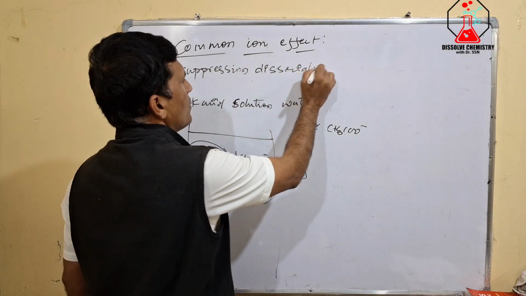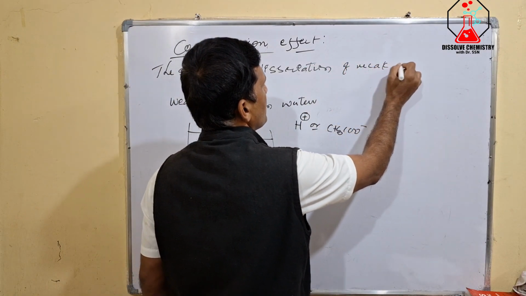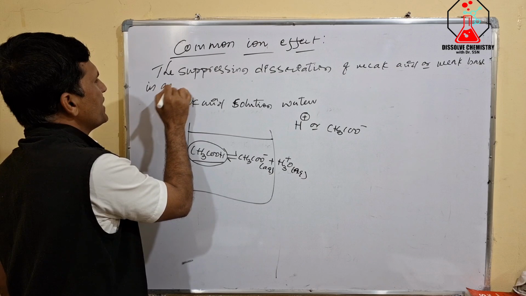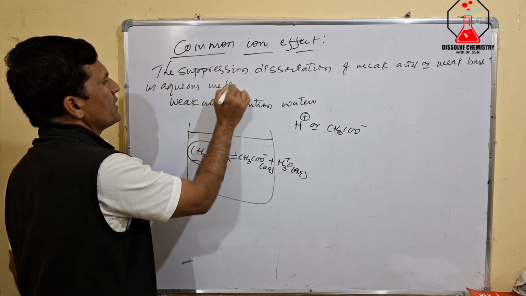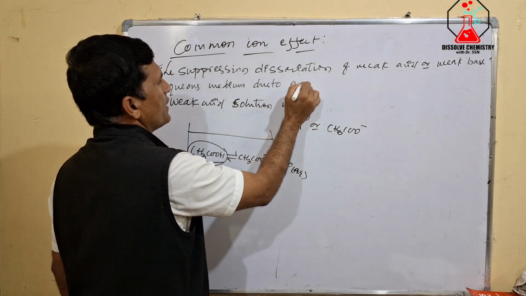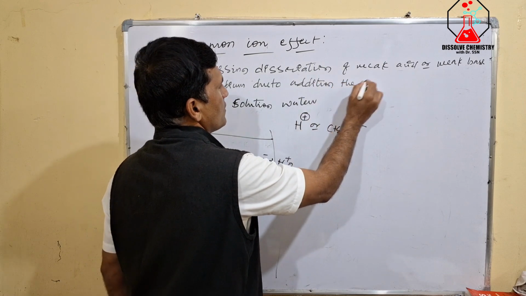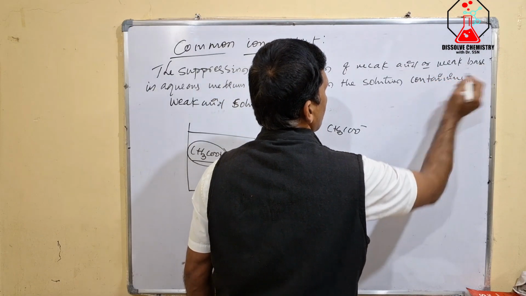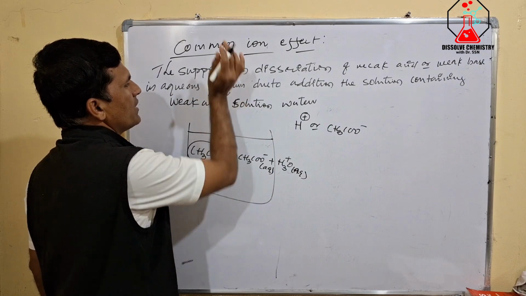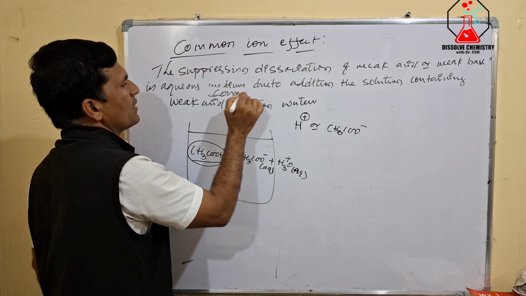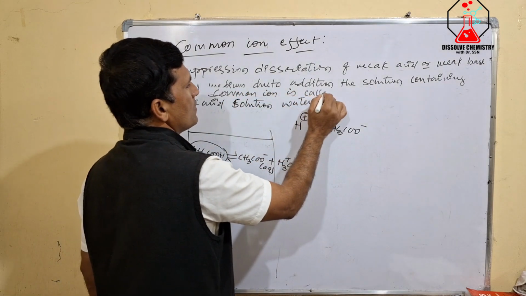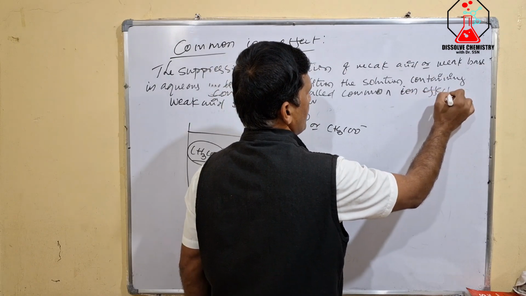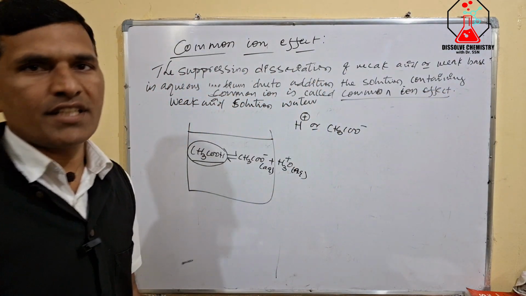We will write it like this: the suppression of dissociation of weak acid or weak base in aqueous medium due to addition of the solution containing a common ion is called common ion effect, and this happens according to Le Chatelier's principle.